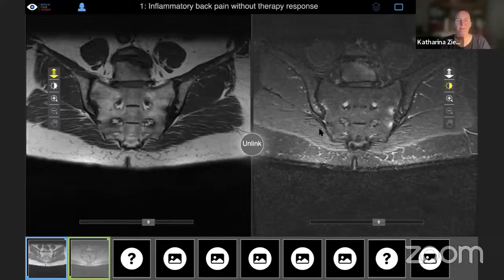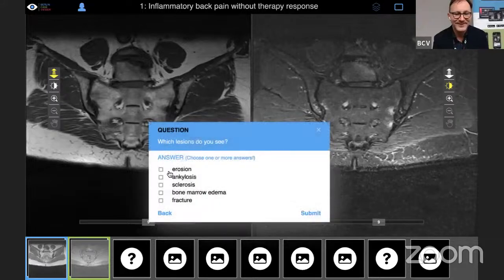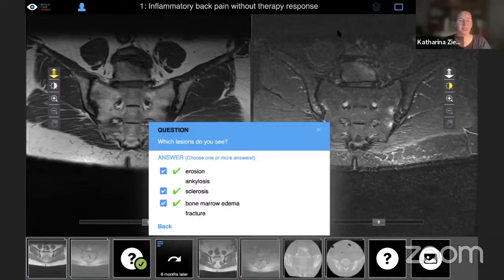Wait, I'll just share. So you share your screen again, and maybe you focus on the CT. It shows just the CT. You have to answer yourself. I have to answer myself, yes. And there we go. Got that right.